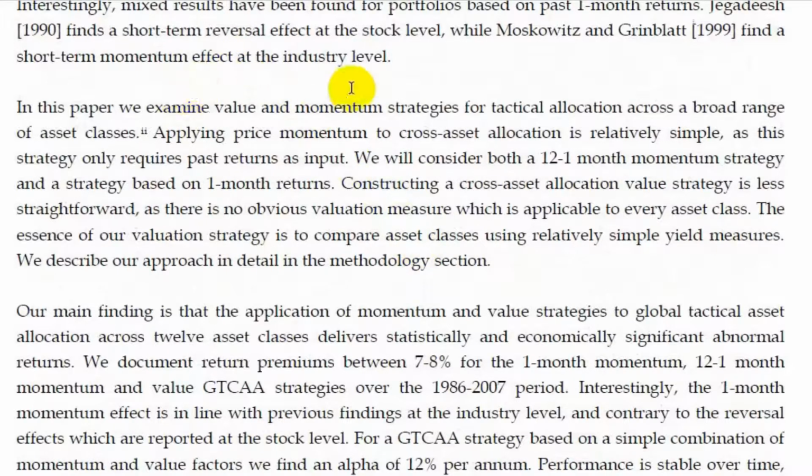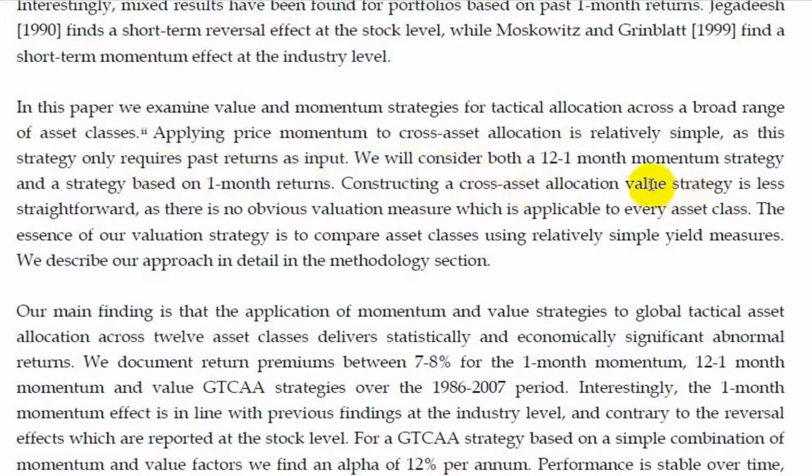And so in this paper they're going to examine value and momentum strategies for tactical allocation across a broad range of asset classes. In particular, they're going to be looking at price momentum, which would be ranking according to past returns of the stock price. And they're going to look at both the 12-1 month momentum strategy, and that's where they look at the past returns of the past 1 year, excluding the most recent month, and also a 1 month return strategy.